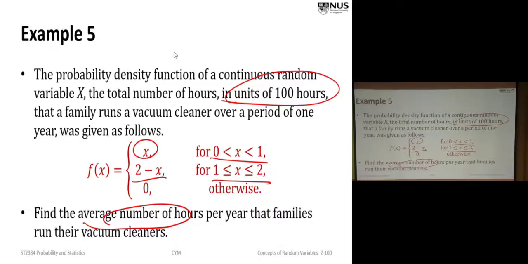In fact, this is how the PDF looks like. X, 0, 1, 2, 0 here, and then x. And then between 1 and 2, it comes down. I guess it's like that. All right? So this is the PDF. It looks like a triangle. So find the expectation of x.